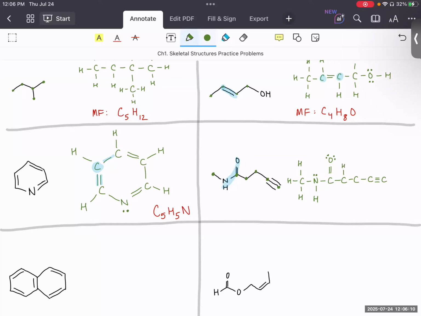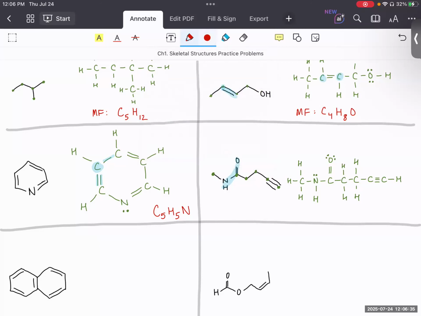Then this next one is going to have 2. This one's going to have 2. And then this carbon right here also already has 4 bonds because it has a triple bond and then a single bond. So we don't add in any hydrogens there. But this last one right here is going to have 1 extra hydrogen because it only has 3 bonds so far. So we can add in 1 more hydrogen here.